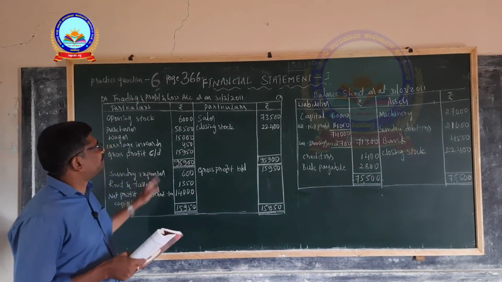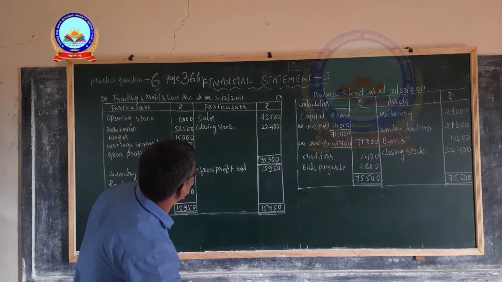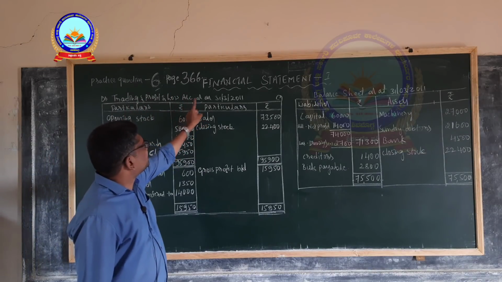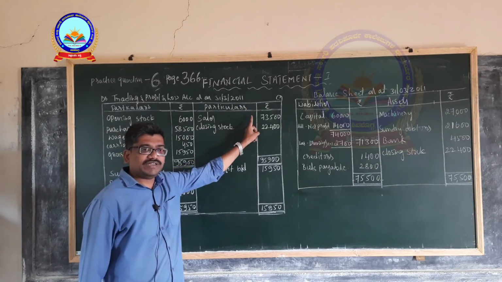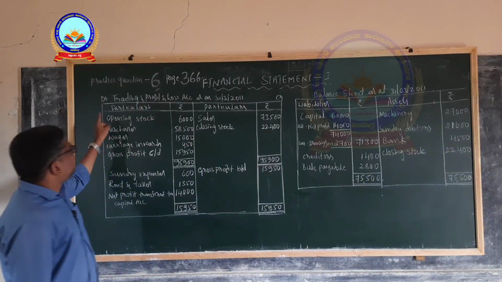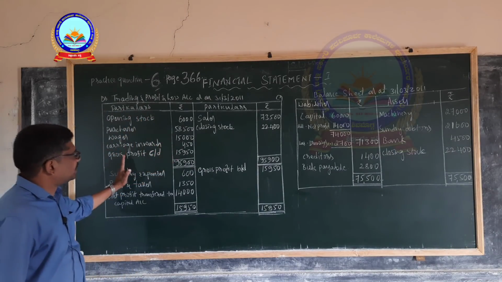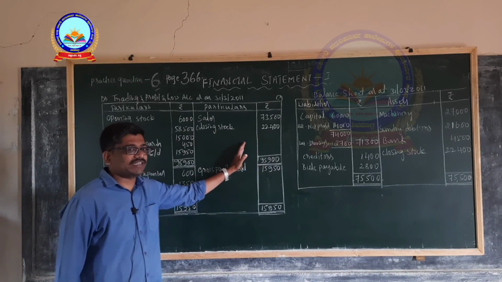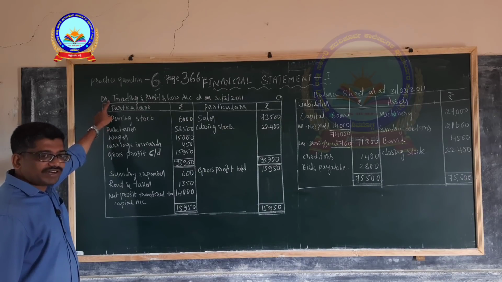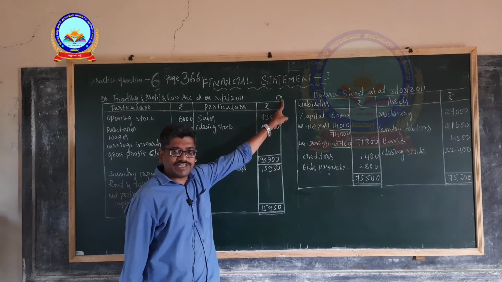Okay, now let us start solving the problem. First we have to prepare the trading and profit and loss account of the particular trader as on 31st March 2011. So this should be the heading. Then we have to open the format, a horizontal format with a left side that is the debit side and a credit side. On the top of the left side we write Dr, and on the top of the right side we write Cr.